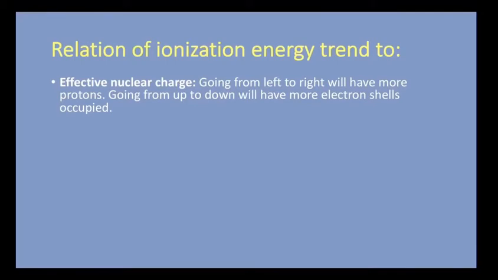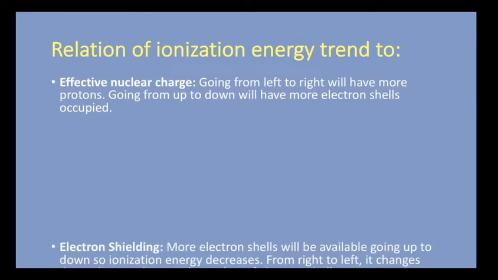Now, what is the relation between ionization energy and effective nuclear charge? Going from left to right will have more protons, which means that the effective nuclear charge will increase. And going from up to down will have more electron shells occupied, which will mean that effective nuclear charge will decrease because there will be more inner shell electrons.